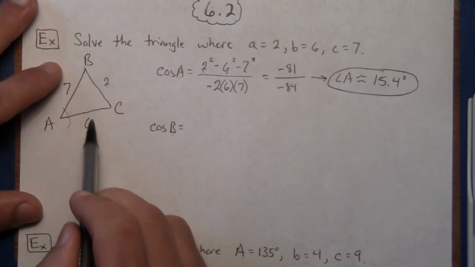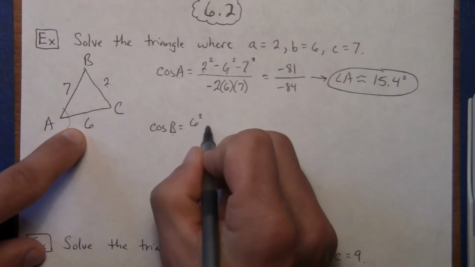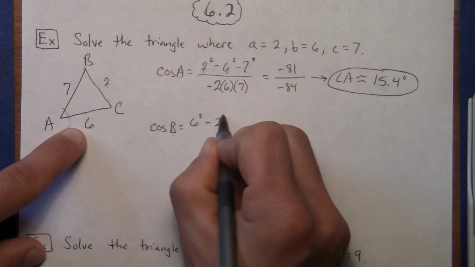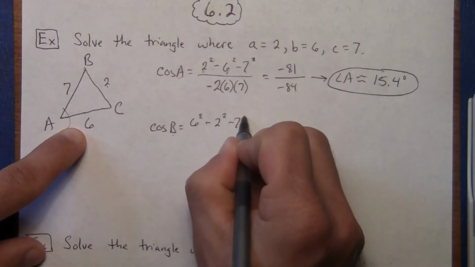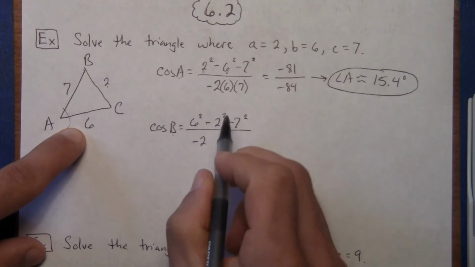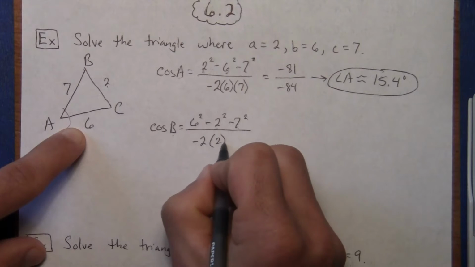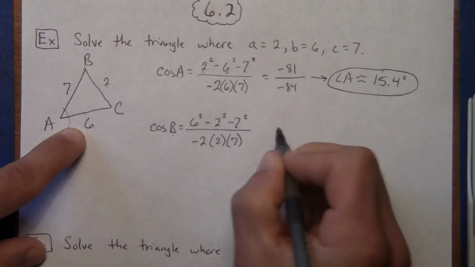Since this is angle B, I should have 6 squared as the positive squared term in the numerator, minus the other two, and it doesn't matter the order, so minus 2 squared minus 7 squared, divided by negative 2, that's just part of the equation, and then whichever two are negative up here, these two, those numbers just drop down here. That's how I remembered it.